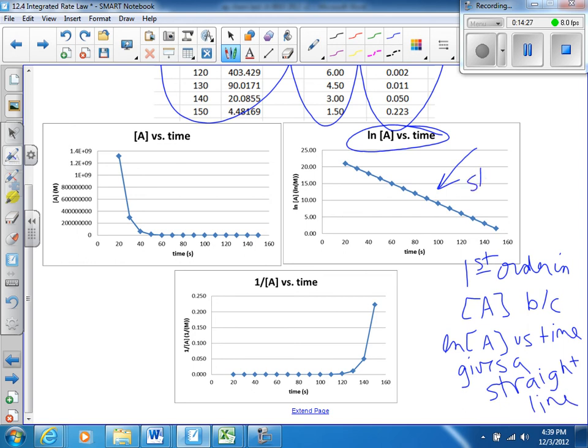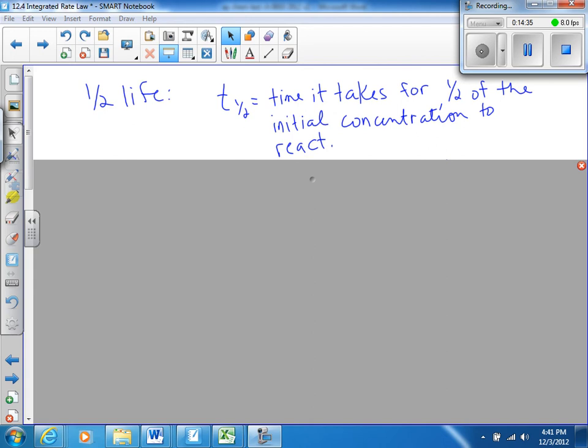And the slope here is the negative of the specific rate constant. So the specific rate constant is just the negative of the slope. Okay, so far we've looked at graphical methods for how you can determine the order of a reaction if you have concentration versus time data.